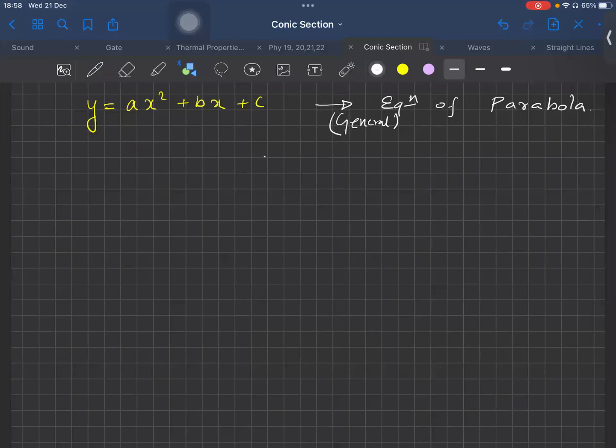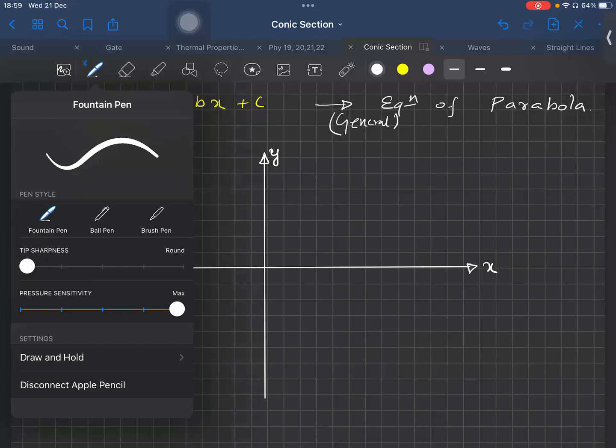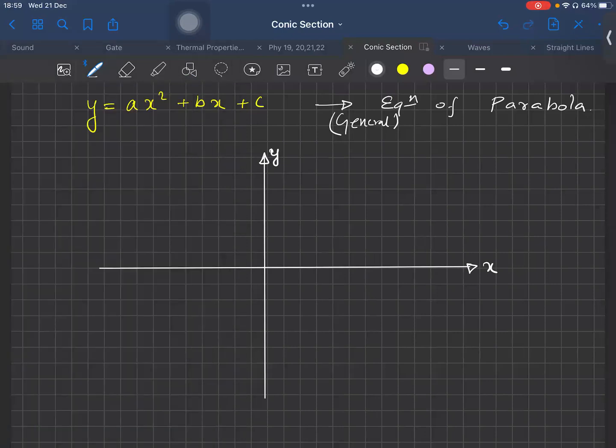Let's write down 4 simple equations of parabola first. Let's try to understand the 4 different types of parabola that I just drew. See, suppose the focus of the parabola is on the axis and the vertex is on the origin. So this is y and x. So there can be 4 possible parabolas. There are only 4 possibilities.